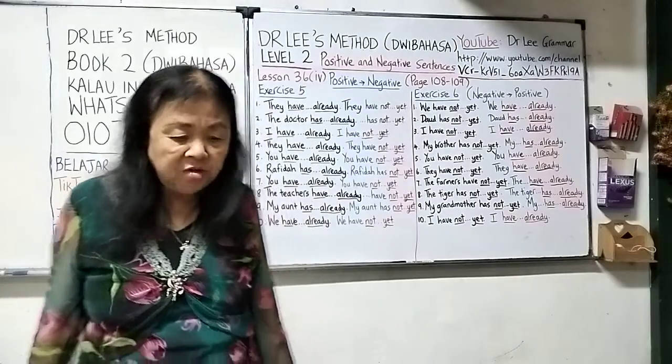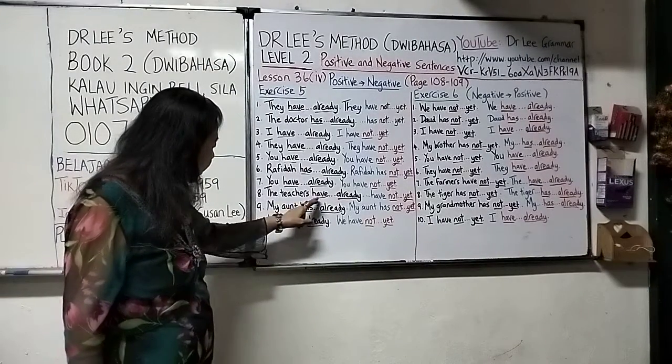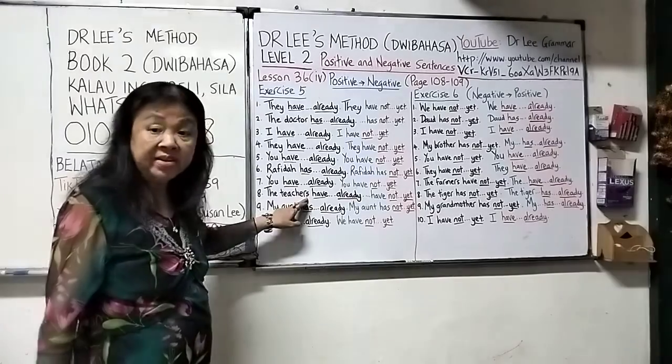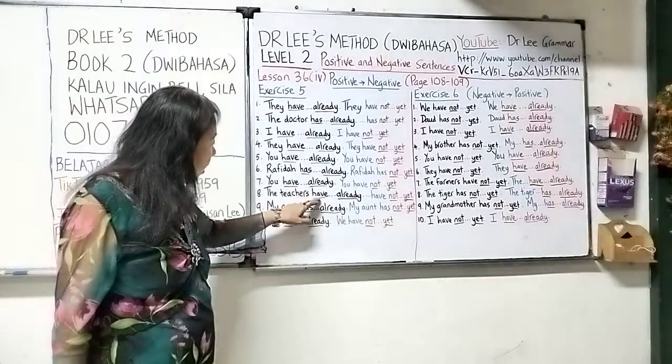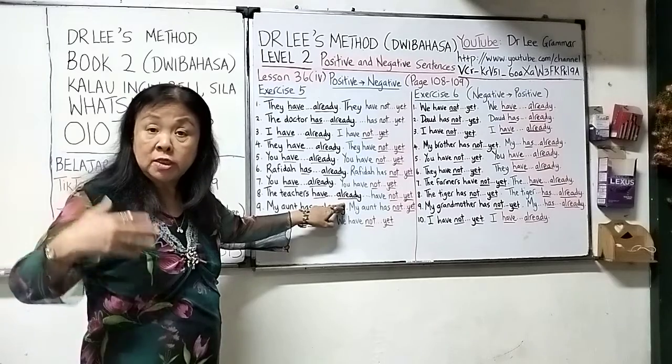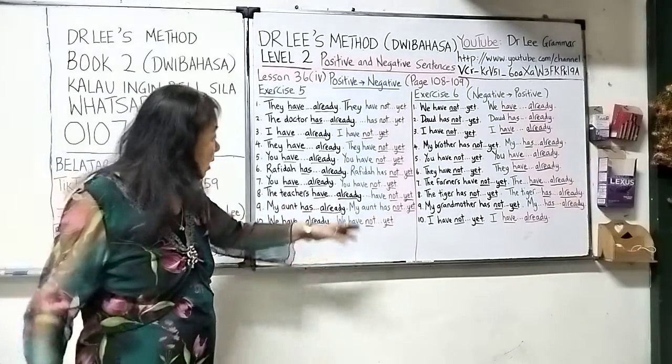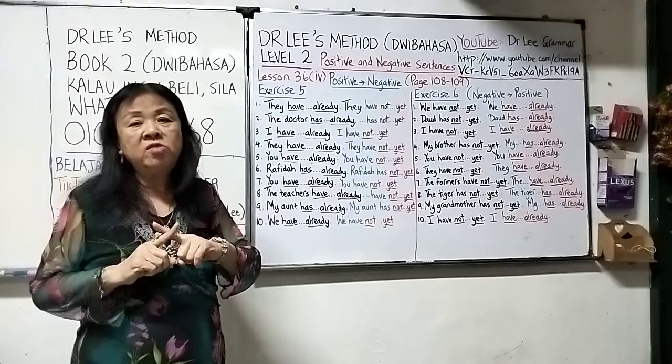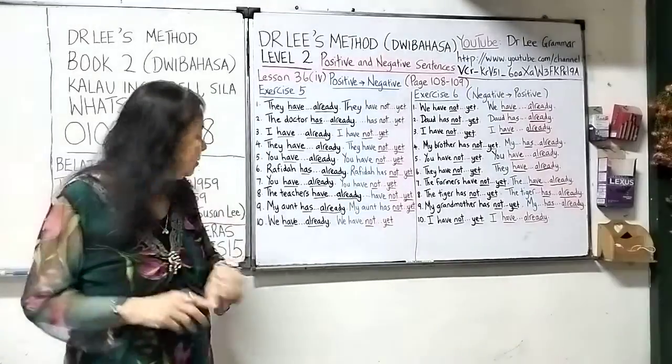The teachers have gone for their meeting already. Teachers, many, that's why you have an S here. So have is used with already. When you change to the negative, you say, the teachers have not gone for their meeting yet.